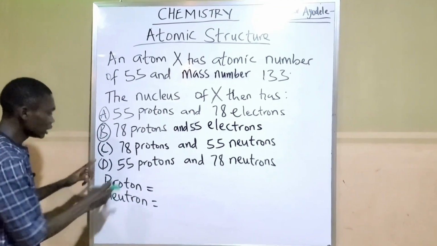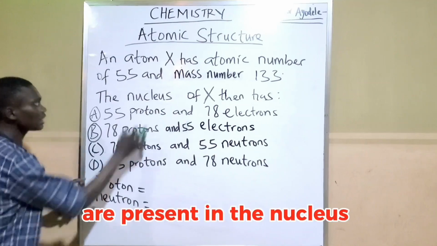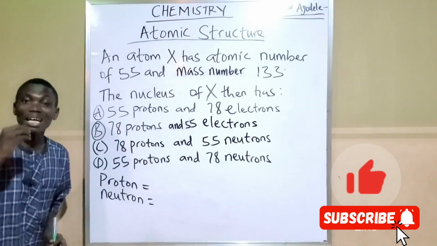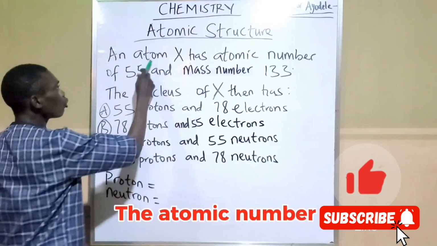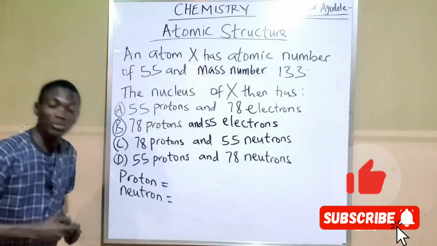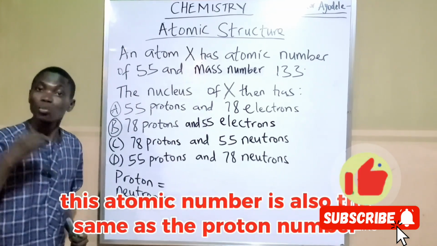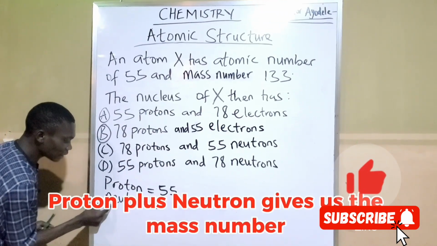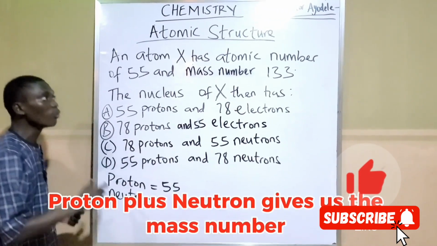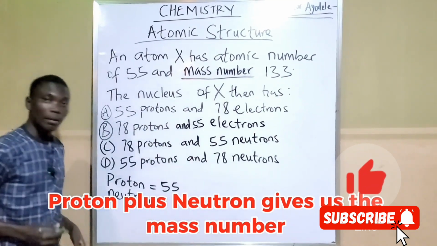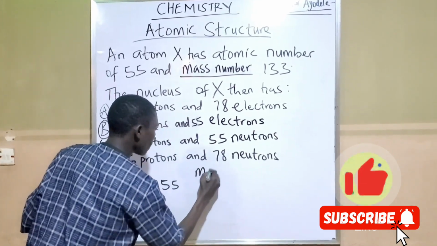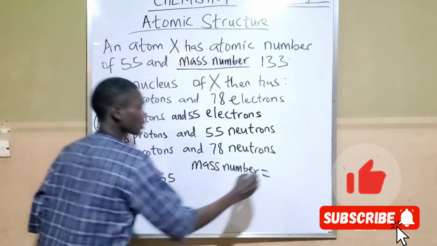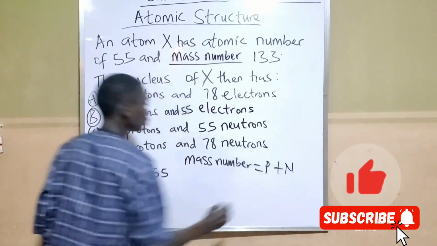Before I proceed, these two things are present in the nucleus of an atom. For the proton, the proton number is the same thing as the atomic number. The atomic number is given to be 55. So this atomic number is also the same thing as proton number, 55. The addition of proton plus neutron will give you what is referred to as mass number. That is, mass number equals proton plus neutron.